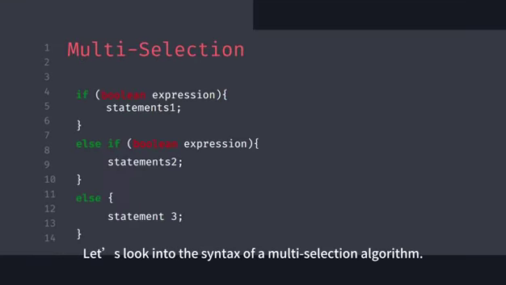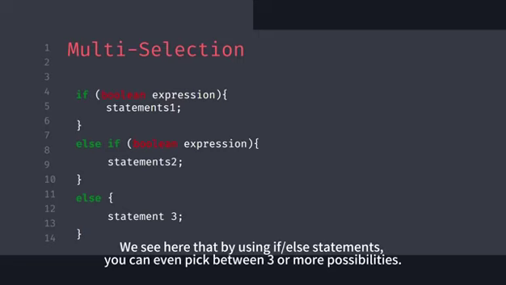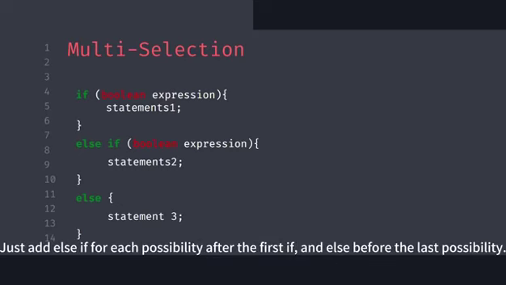Let's look into the syntax of a multi-selection algorithm. We see here that by using if-else statements, you can even pick between 3 or more possibilities. Just add else if for each possibility after the first if, and else before the last possibility.